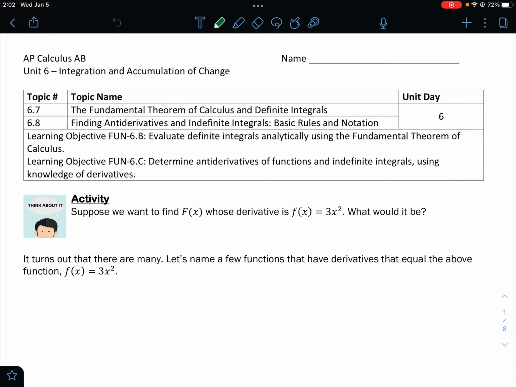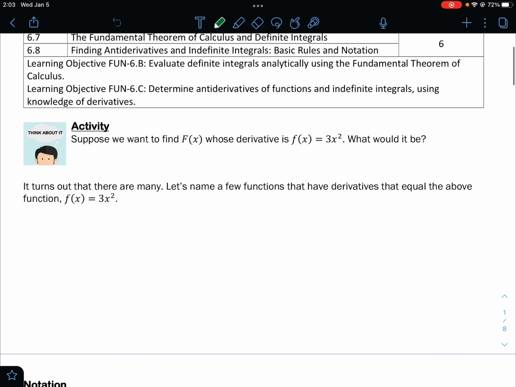Welcome back. Today, in this video, we're going to take a look at topic 6.7 and 6.8. Very important topics. Talking about the fundamental theorem of calculus and definite integrals, finding antiderivatives and indefinite integrals as well. So let's start with a little activity here.